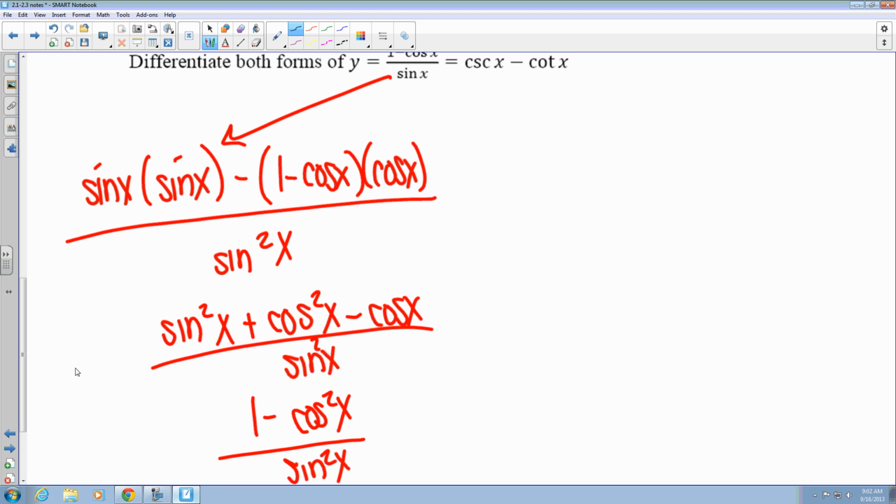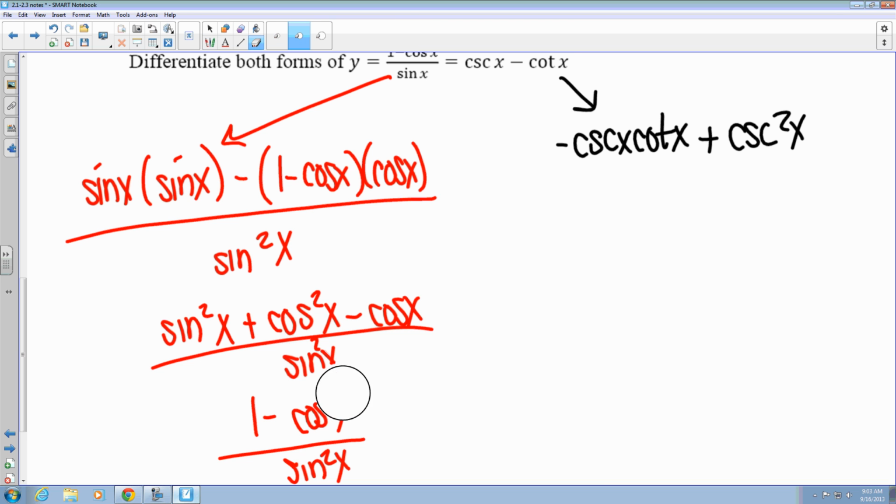Cosecant minus cotangent. Derivative of cosecant is negative cosecant x cotangent x. And negative cotangent turns into positive cosecant squared. And this should not be squared here. It should just be cosine.